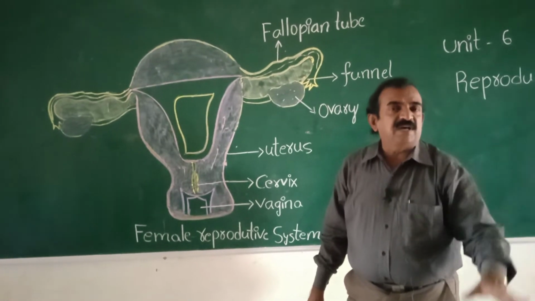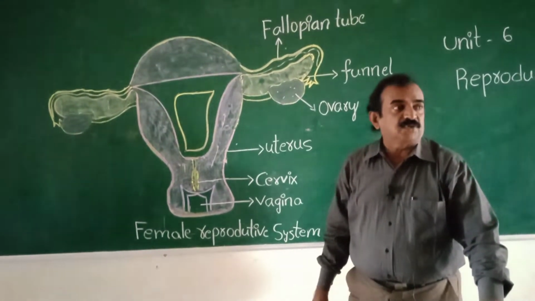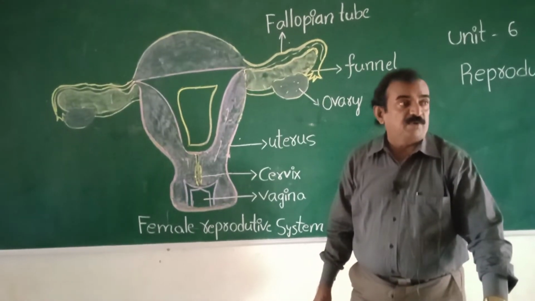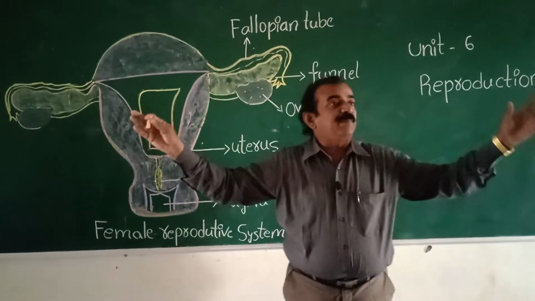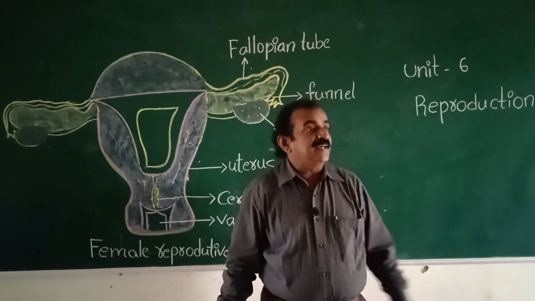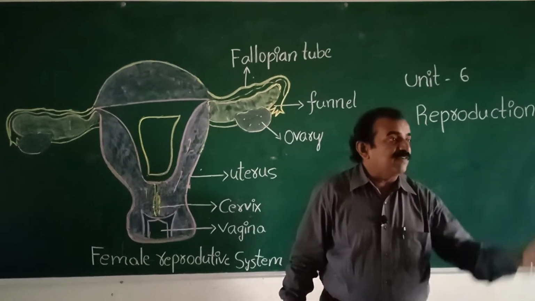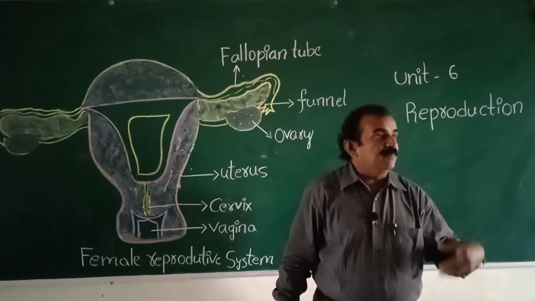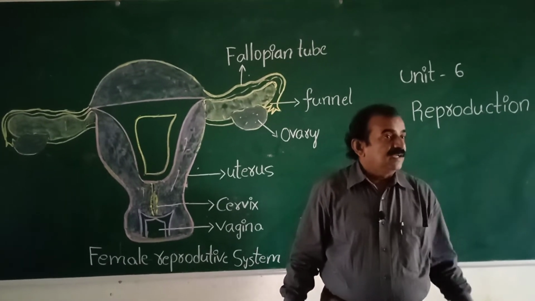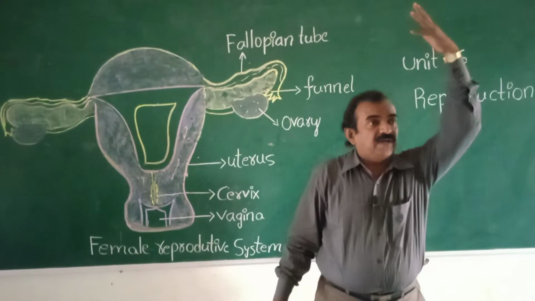They can be seen with the help of an electron microscope, not a compound microscope. And these sperms move with the help of the tail. They have an acrosome, a neck, a head, a middle piece, and a tail. And with the help of the tail they move in the body of the female.